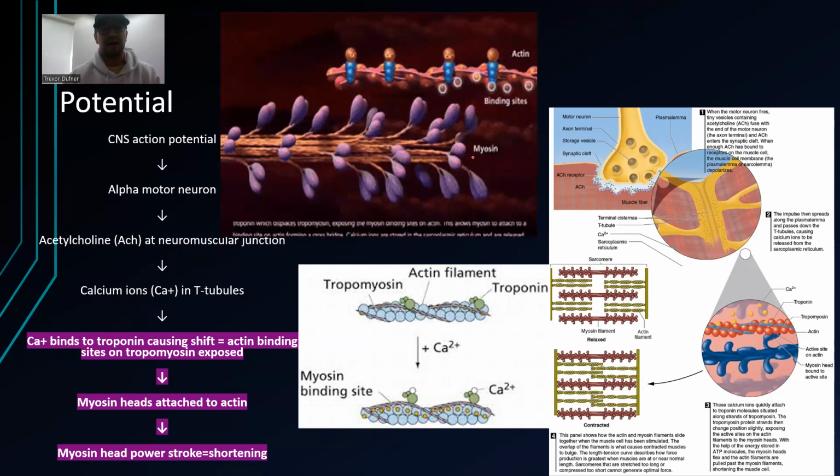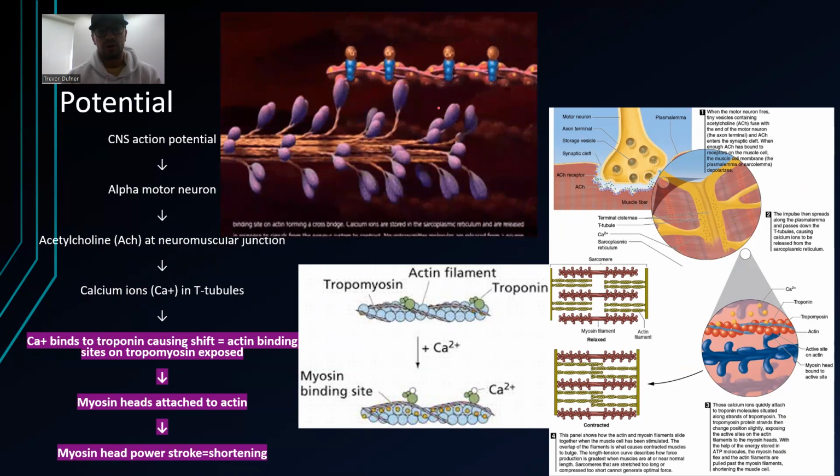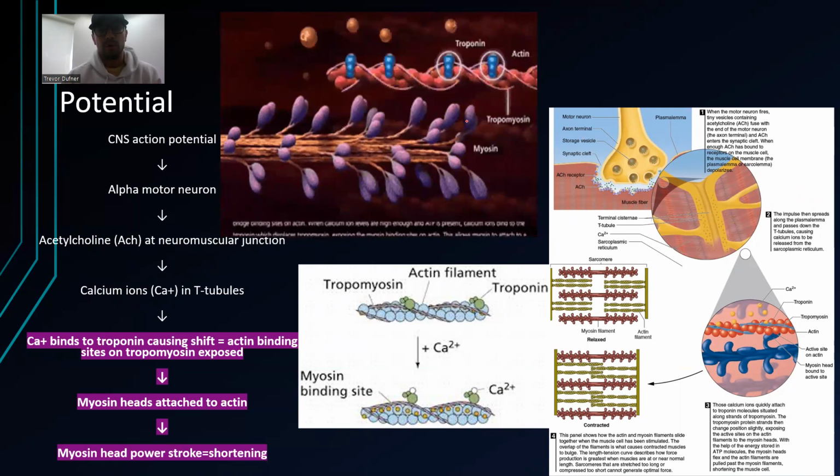And so we said calcium is binding. That allows the myosin to attach, right? And then we see the myosin go through a power stroke, which is what moves the actin, which is what shortens the filaments, which is what essentially force production is.